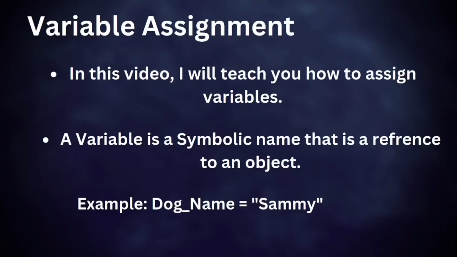Hello everybody, in this video I will teach you how to assign variables in Python. A variable is a symbolic name that is a reference to an object. Example: dog_name = "Sammy".